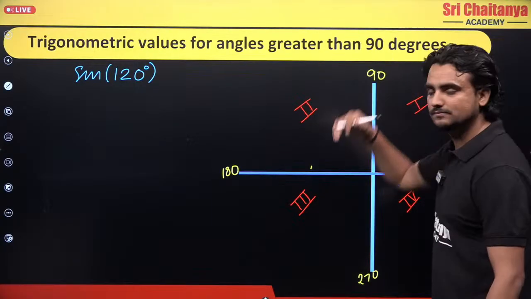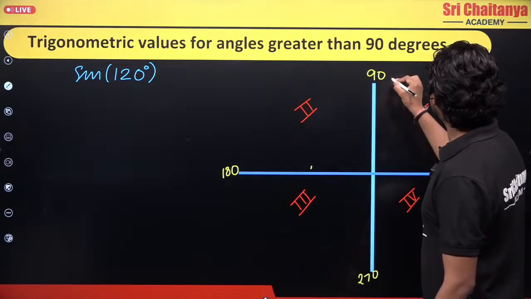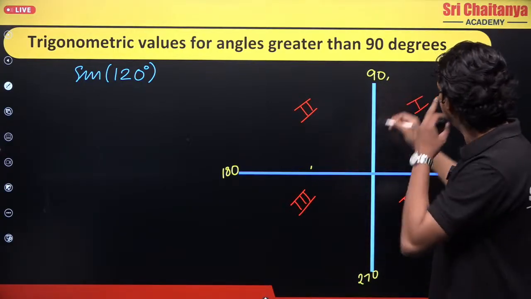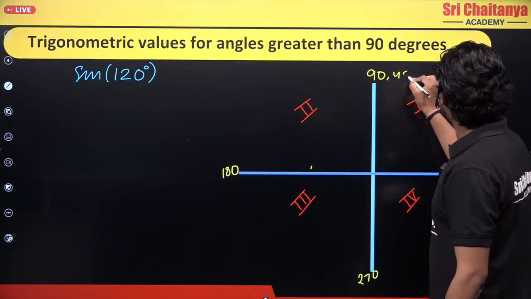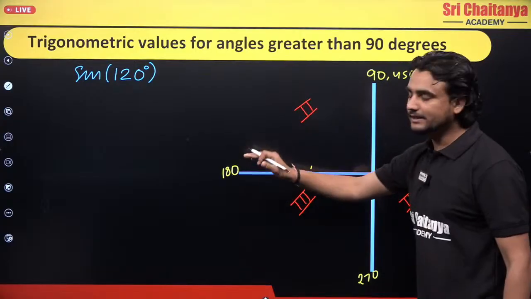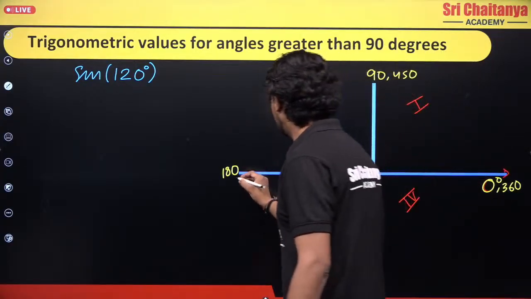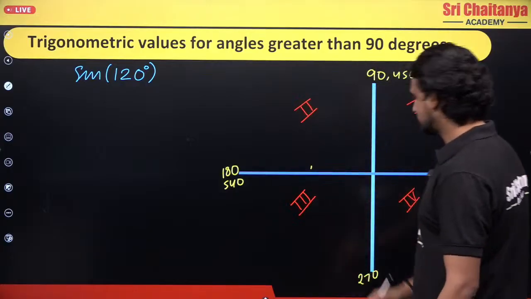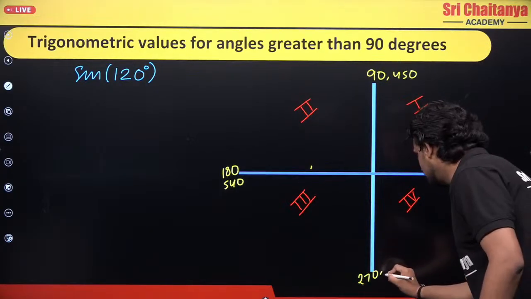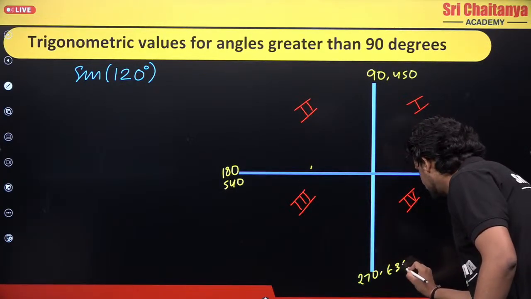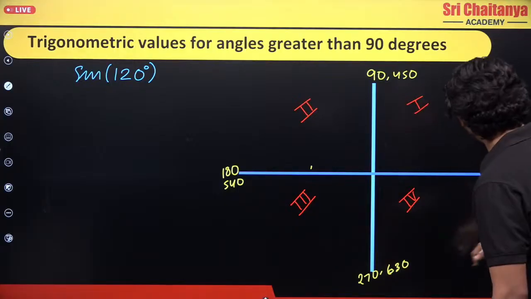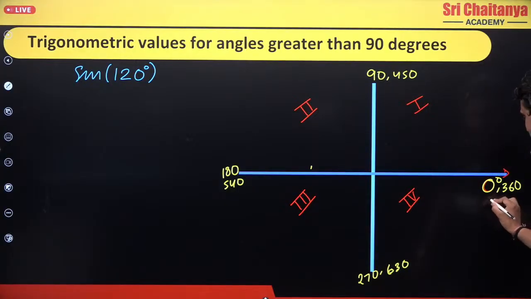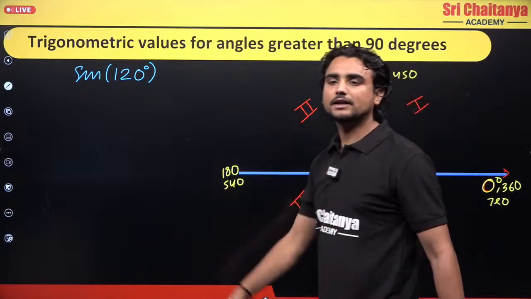360 plus 90, right? 360 plus 90 will become how much? This will become 450. 450 plus 90 will become how much? Will become 540. 540 plus 90 will give me how much? This will give me 630. 630 plus 90 will give me how much? 720. And I can continue like this, right? I can continue like this.